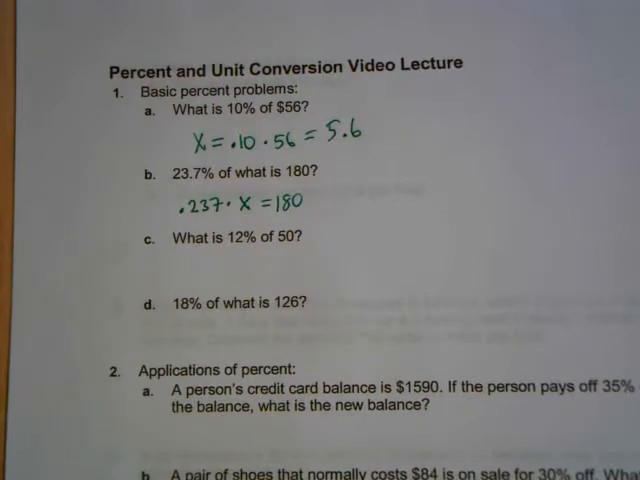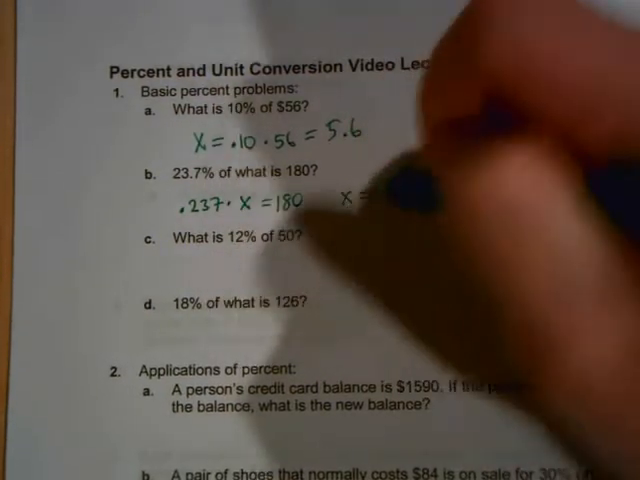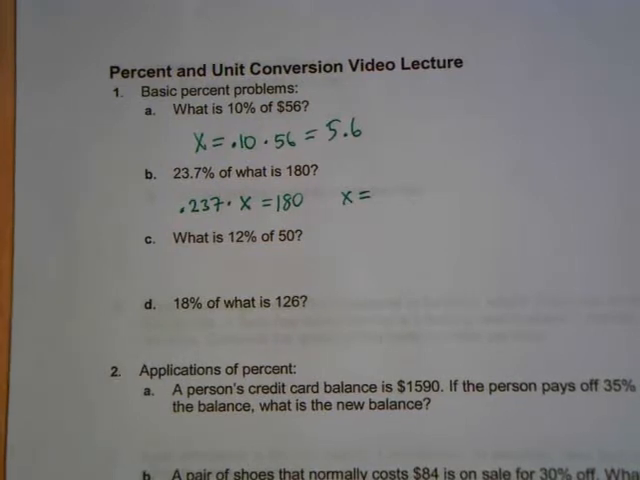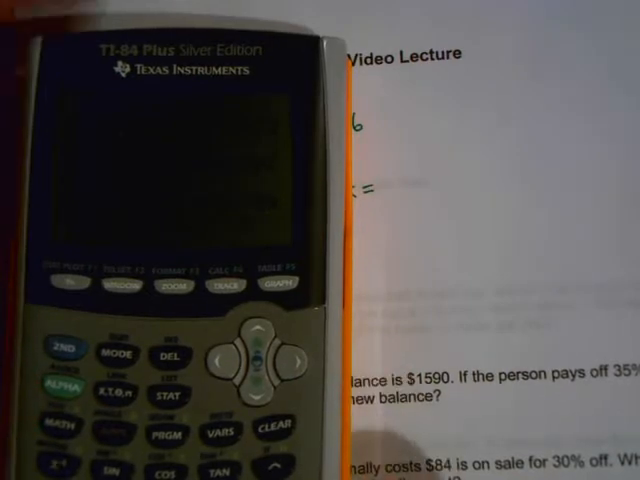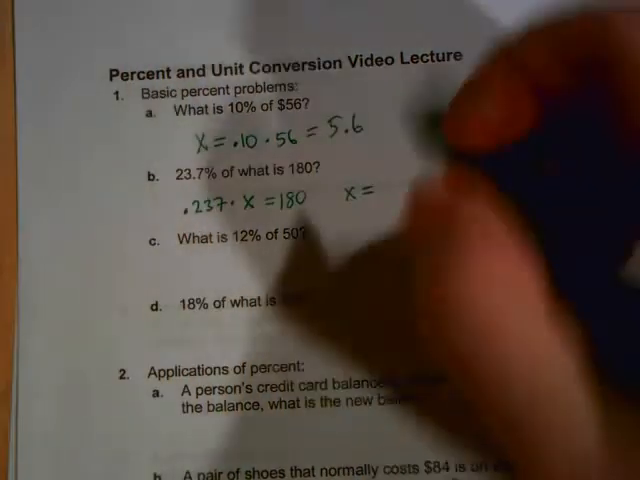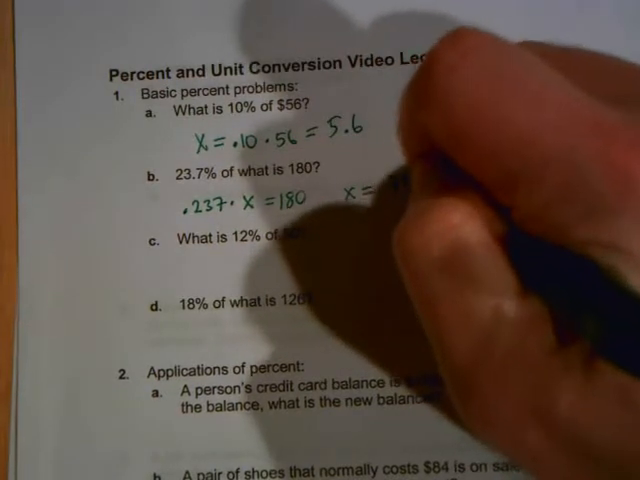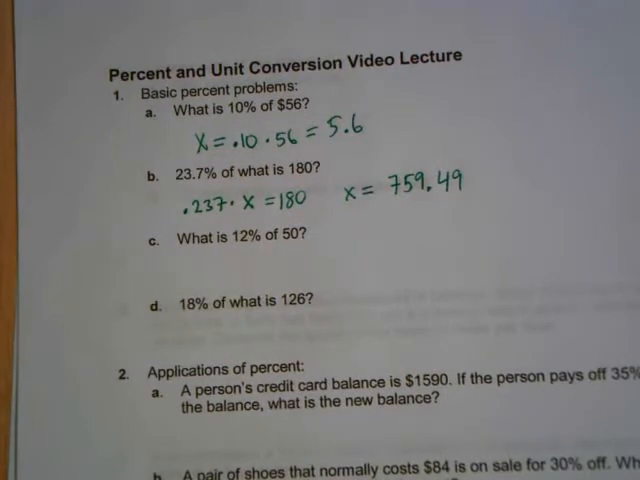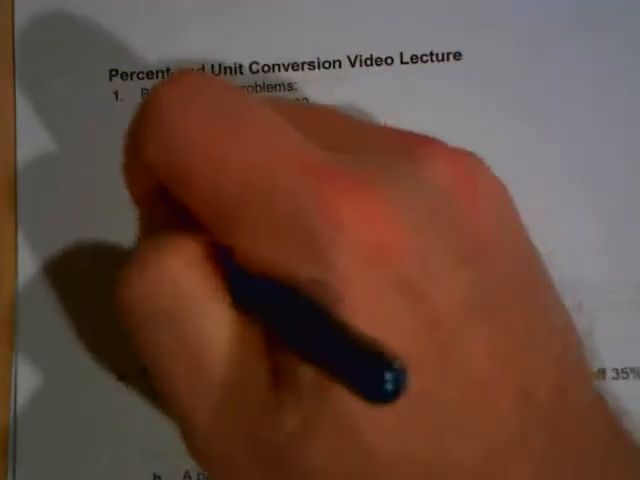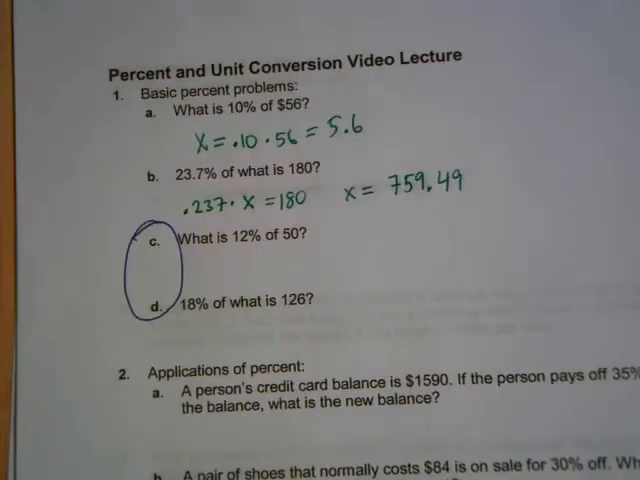In order to solve that equation, we divide both sides by the 0.237. I'm going to grab my calculator here. 180 divided by 0.237. I get, I'm going to round it off here, 759.49. We'll pretend this is money, so it would make sense to round to two decimal places. Okay, well, C and D are for you.